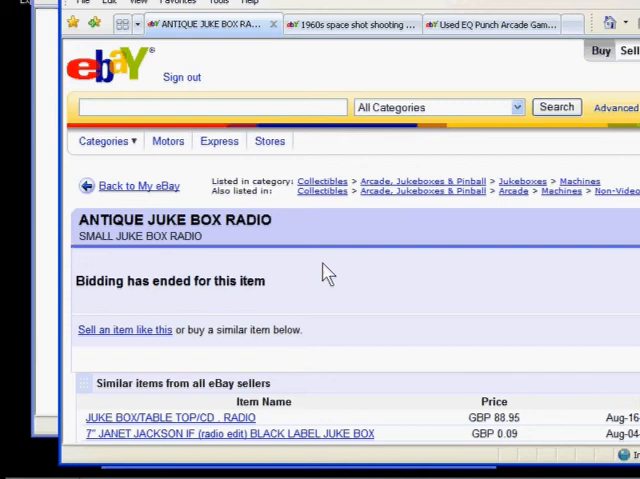Let's take a look at some auctions now. Here's an auction for an antique jukebox radio, small jukebox radio. I see right away that this person posted the same information in the subtitle as in the main title. They really had no reason to pay for a subtitle since they didn't add any additional information.